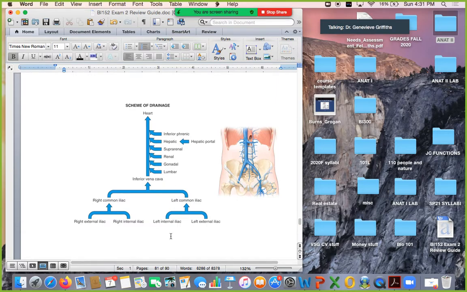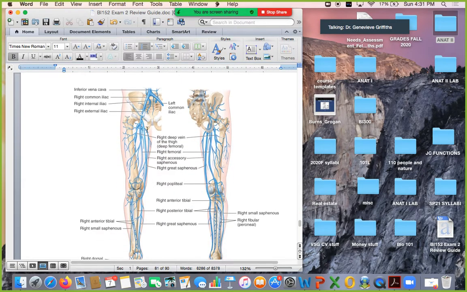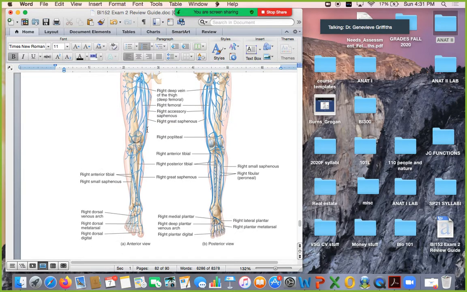Okay, again, coming up from the legs, left internal iliac, left external iliac into the left common iliac. Common iliacs on both sides are going to turn and come into the vena cava. That ascending vena cava is going to be joined by the lumbar, gonadal, renal, suprarenal, hepatic, and inferior phrenic, right, until it drains in through the inferior vena cava. Then this is showing the venous return of the legs.